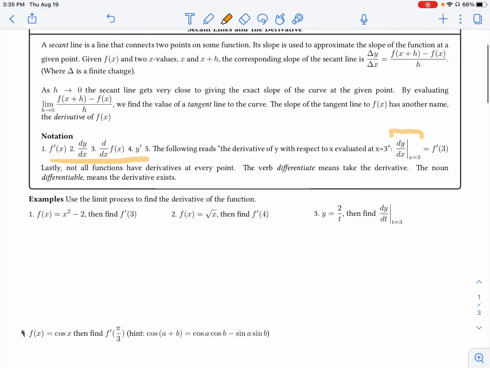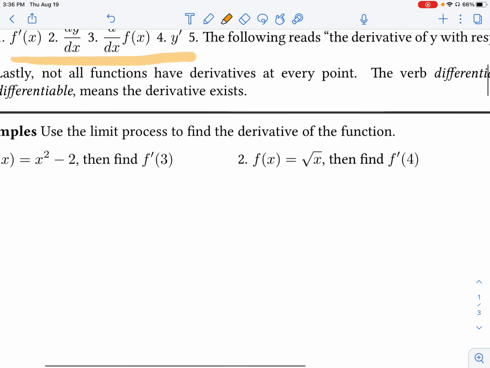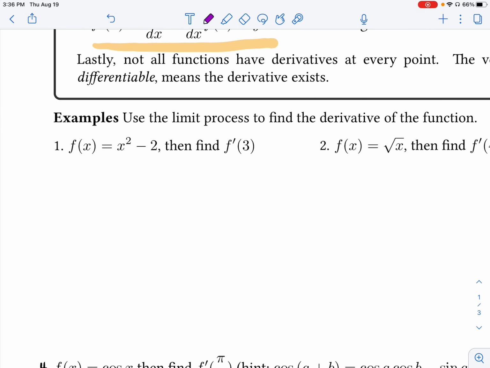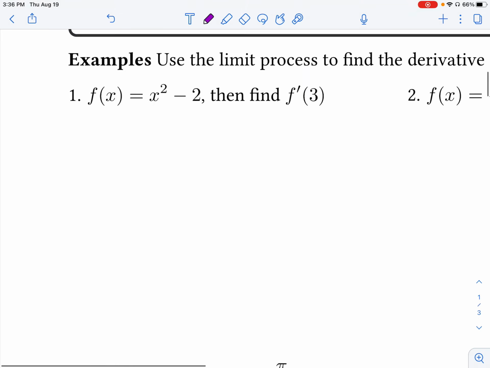Now, before we try some problems, just to make sure we understand the limit process for finding the derivative, it's important for us to note that not all functions have derivatives at every point. And the verb differentiate simply means to take the derivative. But let's go ahead and try a problem right here. Let's say the following. Okay, all right, let's try this. So we are going to use the limit process to find the derivative of this function here.